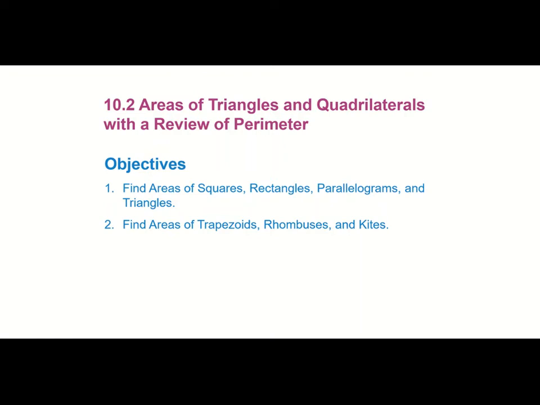Hi everybody, this is section 10.2 from our Math to 11 Geometry textbook, and here we're going to look at areas of triangles and quadrilaterals and review perimeter.